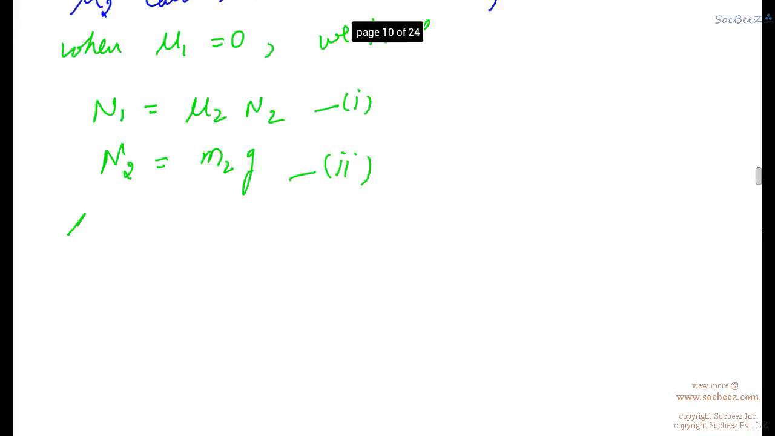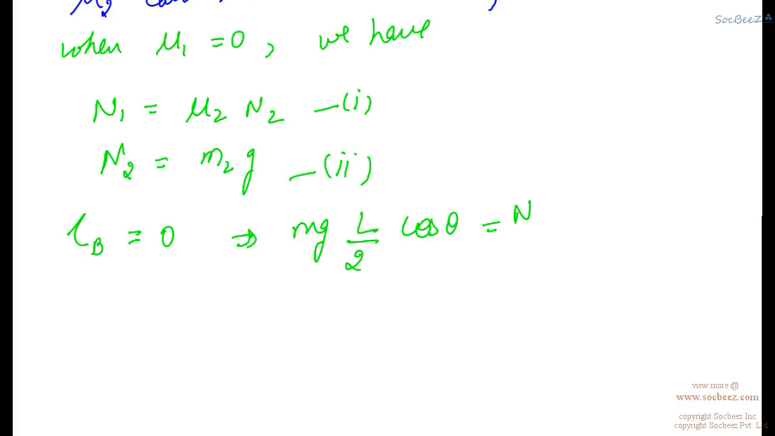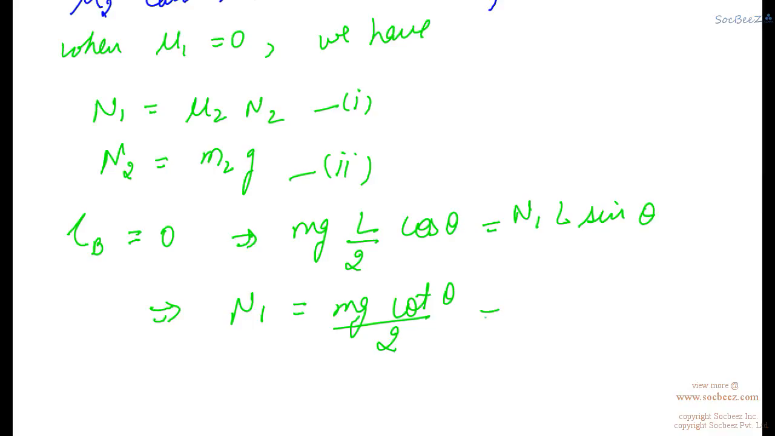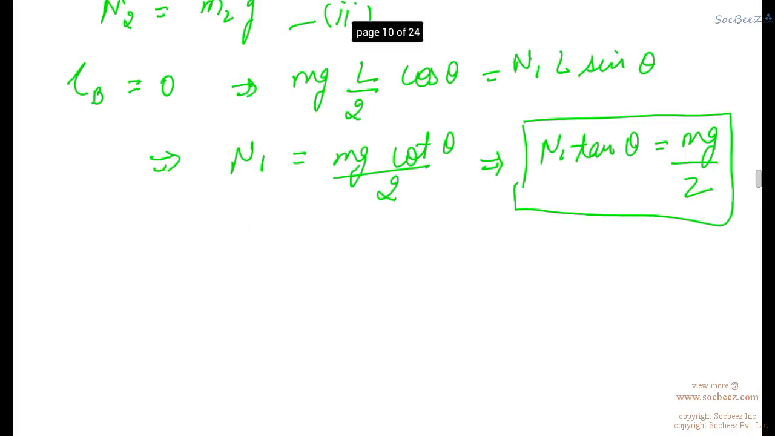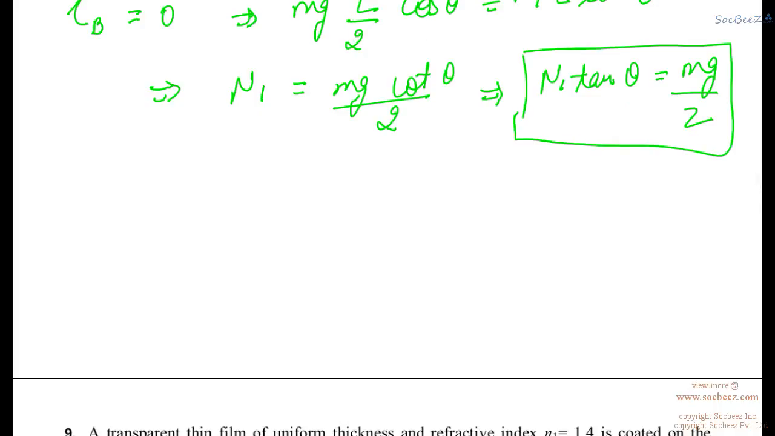Okay, and by balancing torque here, torque about B will be equal to 0, which gives us mg into L upon 2 cos theta equals n1 L sin theta. Okay, so this gives us here n1 equals mg cot theta upon 2. So, which is equal to n1 tan theta equals mg upon 2.